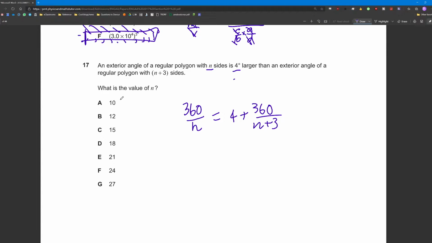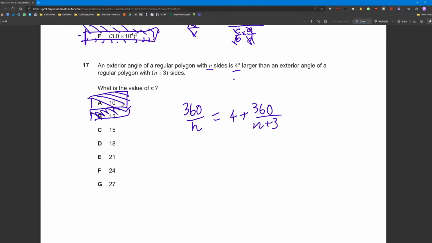through all the answers. So, could it be 10? So 360 over 10 is 36. 360 over 13, oh, that's going to be some ugly decimal number, so we already know that's not right. 360 over 12, that's going to be 30. 4 plus 360 over 12 plus 3 is 15. 360 over 15 is 24. So 30 is not 4 plus 24.